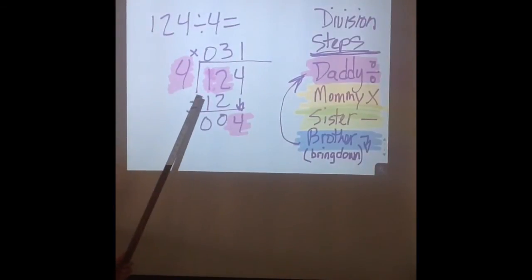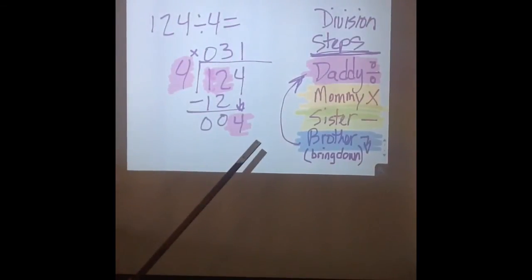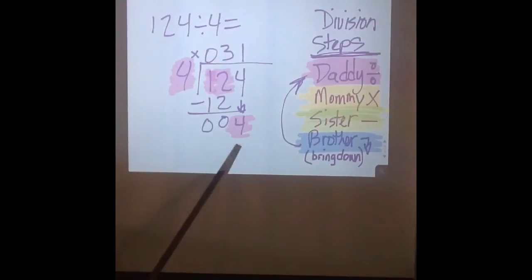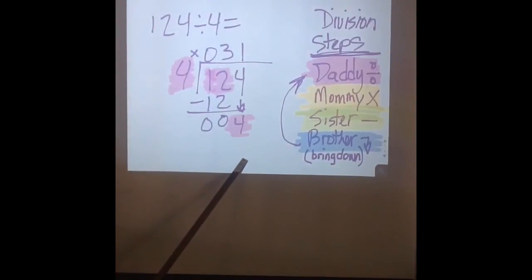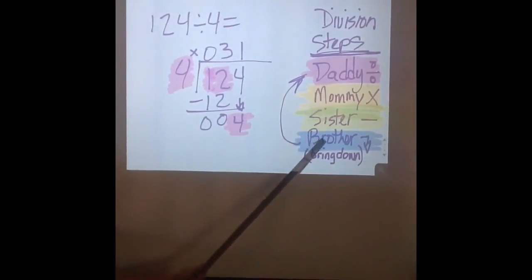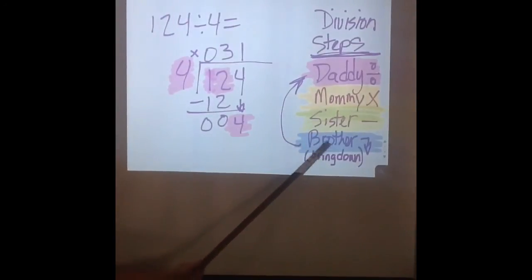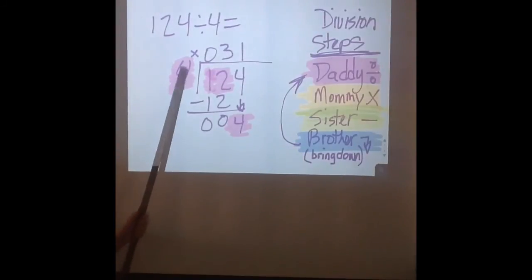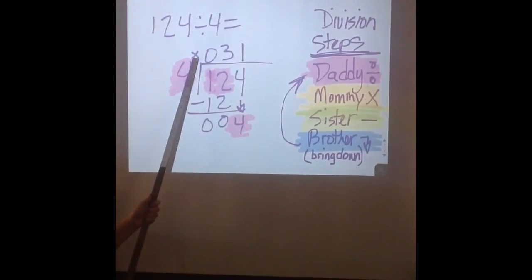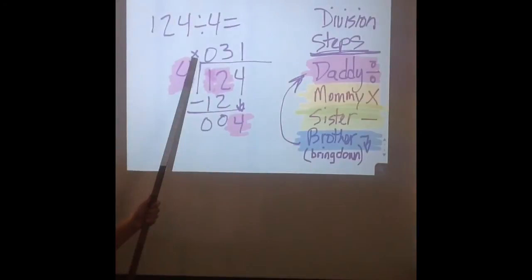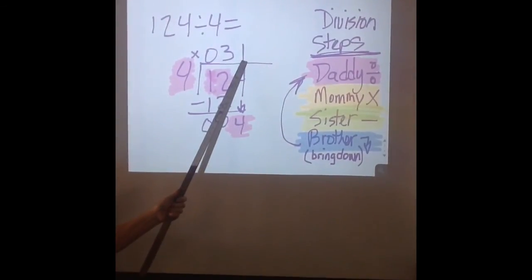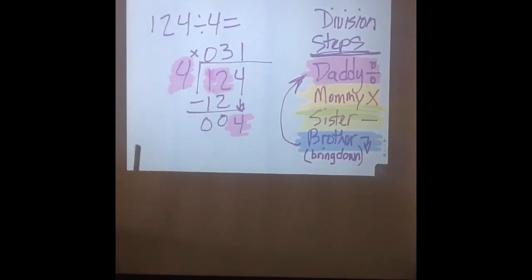So, do we do sister subtract? Did we miss something? Oh, Mommy multiply, because we got nothing down here to subtract, do we? See, you've got to pay attention to this order. Okay? So let's do Mommy multiply. You guys should be doing this. 4 times 1. 4 times 1 is what? 4. So we put our 4 down here.